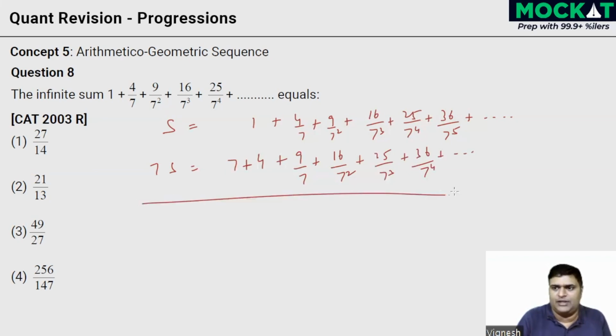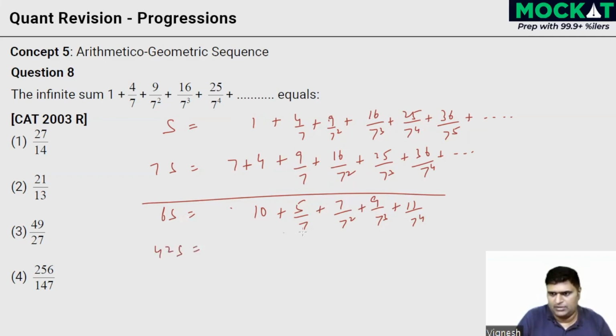And once I do that, what do I need to do? I just need to take the difference, bottom minus top. 7S minus S is 6S over here, 7 minus 1, which comes to 6, plus 9 by 7 minus 4 by 7, which is 5 by 7. 16 by 7 square minus 9 by 7 square is going to give me 7 by 7 square. Here I'm going to get 9 by 7 cube. Next I'm going to get 11 by 7 power 4. Now it's an AP. One more difference is going to help us out over here. Into 7 again is going to give me 42S, right? 7 into 6S, which means I'm going to get a 7 times 6 is 42, plus 5 by 7 into 7 is a 5. 7 by 7 plus 9 by 7 square plus 11 by 7 cube and so on.